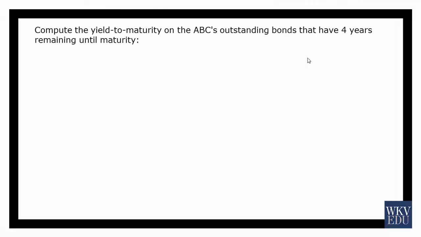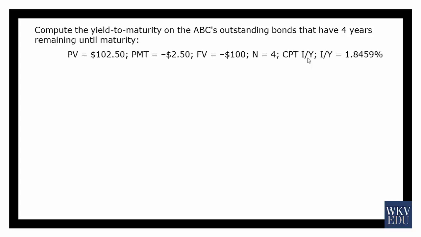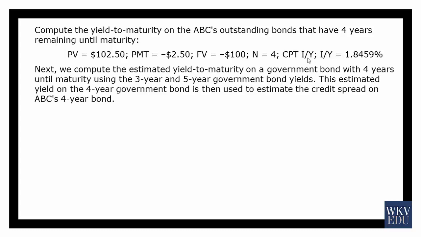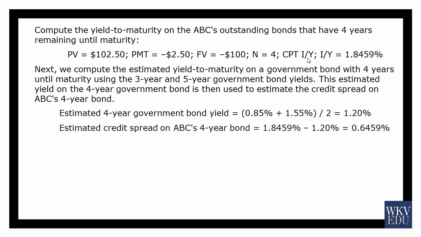We move on to the solution for the question. The first step here is where we calculate the YTM on the outstanding bonds that have a 4-year maturity, and the answer is 1.85% approximately. Now we'll compute the estimated YTM on a government bond with 4 years maturity using the 3-year and the 5-year bond yields. The estimated yield on the government bond is then used to estimate the credit spread on the company's 4-year bond. The estimated 4-year yield is this, and therefore the estimated spread is the average of this subtracted from this, and therefore we get a spread of 0.65%.